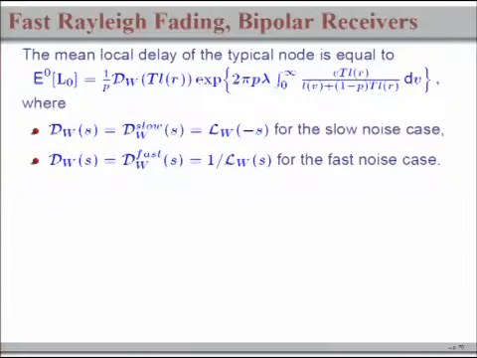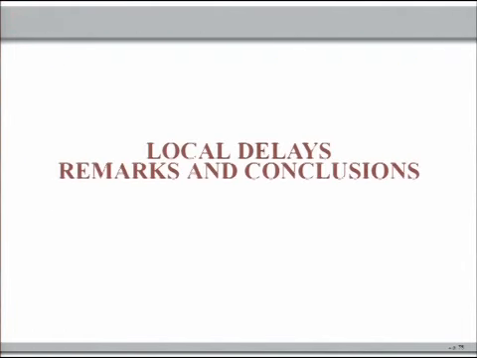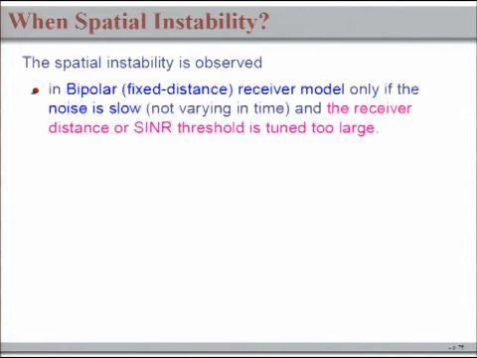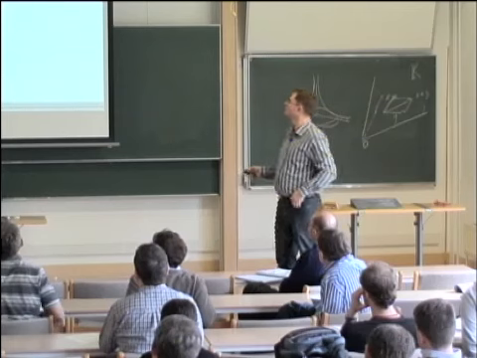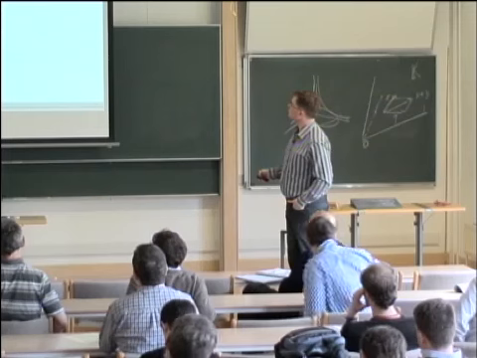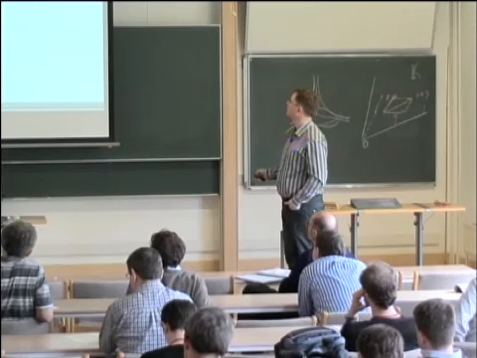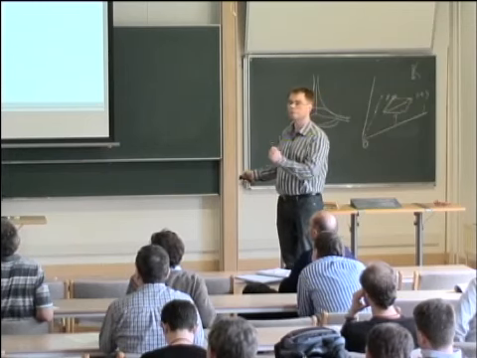But we have done that. It's tedious, but let me just conclude when this spatial instability might occur in the network. In this simple model where there are satellite receivers, it can occur only if the noise is slow. The noise is not varying in time. And then you have the phase transition I have promised you.